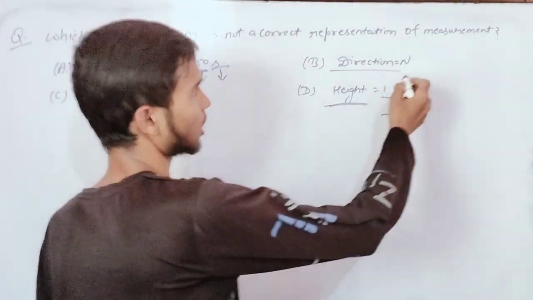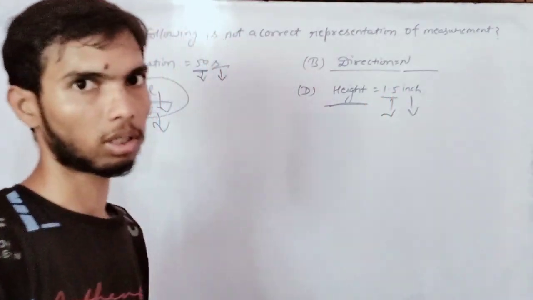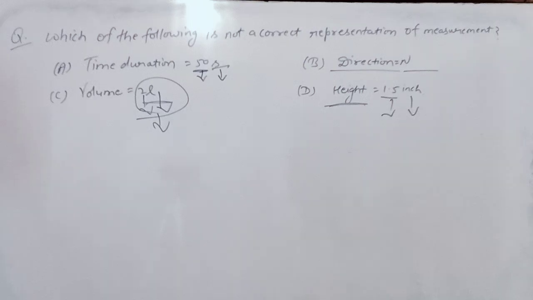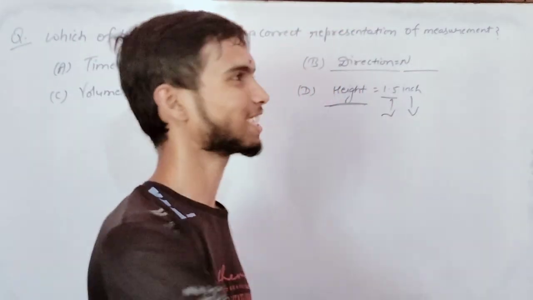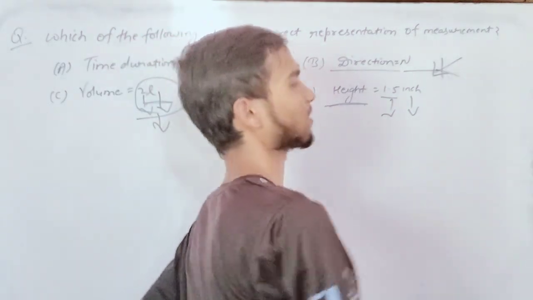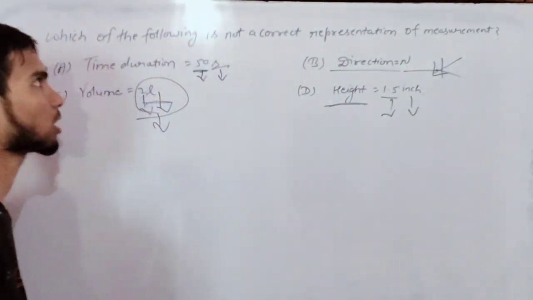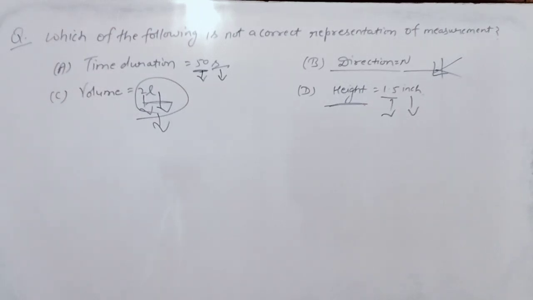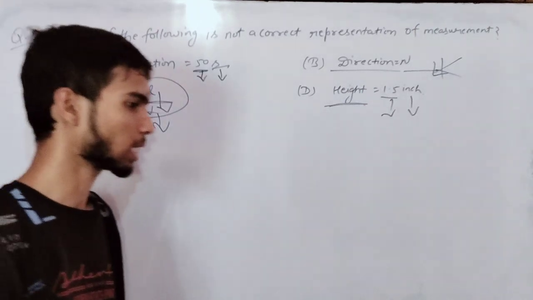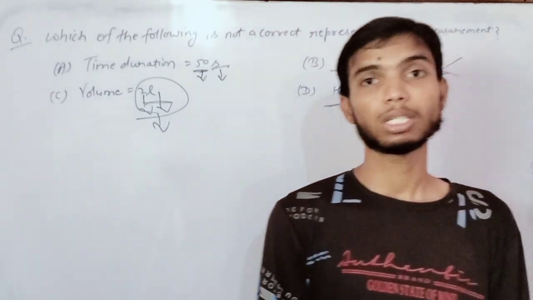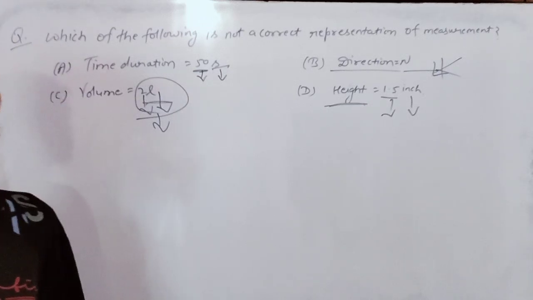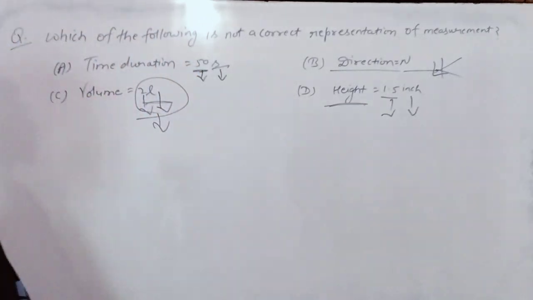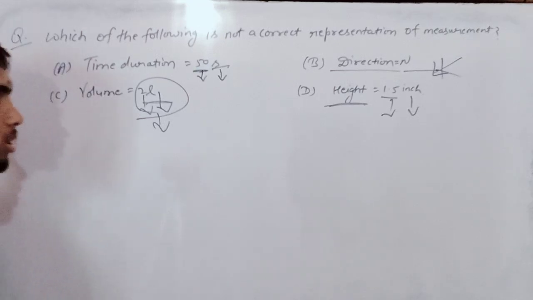Now direction. What is direction? North. Direction is north. Okay, what about the number? Where is the number? Only direction. It is not a correct representation of a measurement. So direction is not a measurement of something. Clear? Yes, height is a measurement of something. Volume is a measurement of something. Time duration is a measurement of time. But direction is not a measurement.